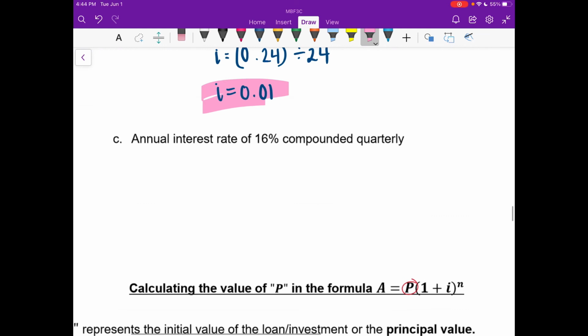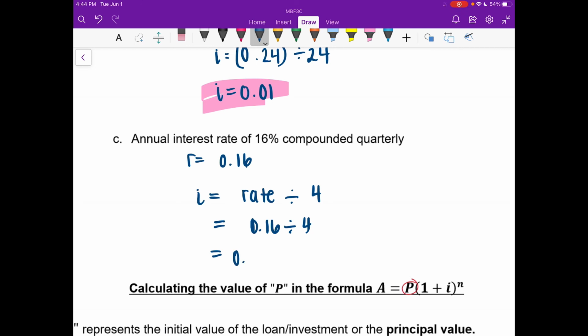Okay, and then an interest rate of 16% compounded quarterly. My rate is equal to 0.16. My I, if I go back and look at it, I is equal to rate divided by 4. So it's going to be 16. So 0.16 divided by 4, which is equal to 0.04. And that's going to be my I value.